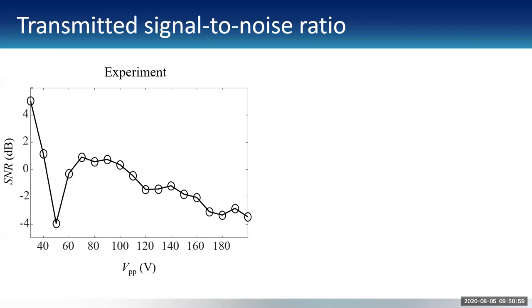I have a question about the stochastic resonance. Can you give an intuitive reason for why when you increase noise, suddenly you get better signal-to-noise ratio? Is there some easy to understand reason? Yes, great question, thank you.